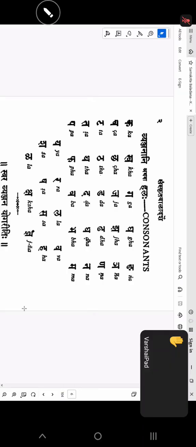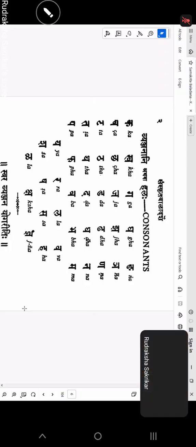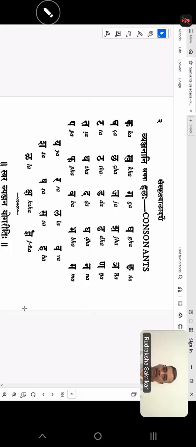Then the vyanjanas. K, kh, g, gh, ng, correct? But in your articulation, g is also coming, which should not come. It is ng only, ng. It is completely anunasik. Yes, ng, na, correct.